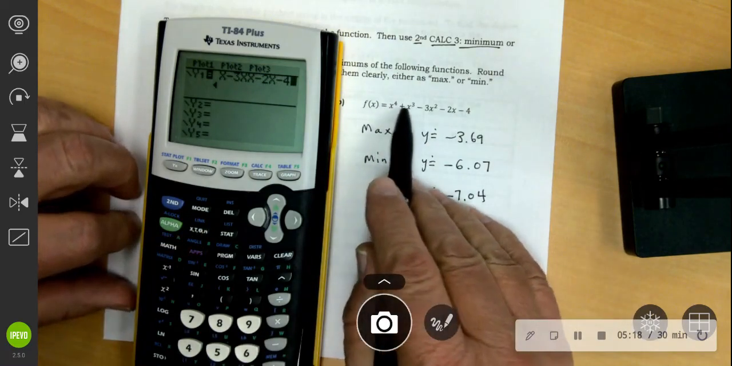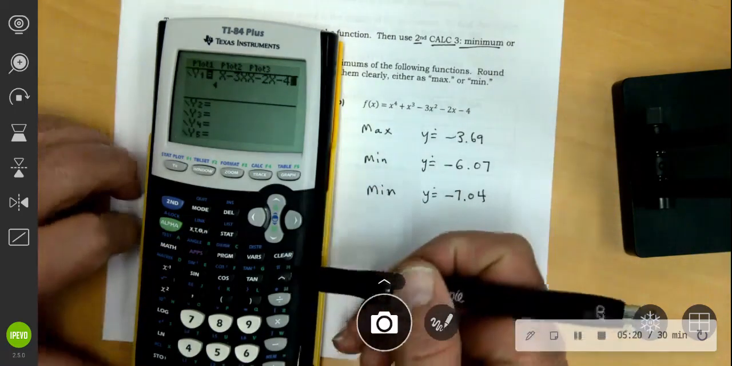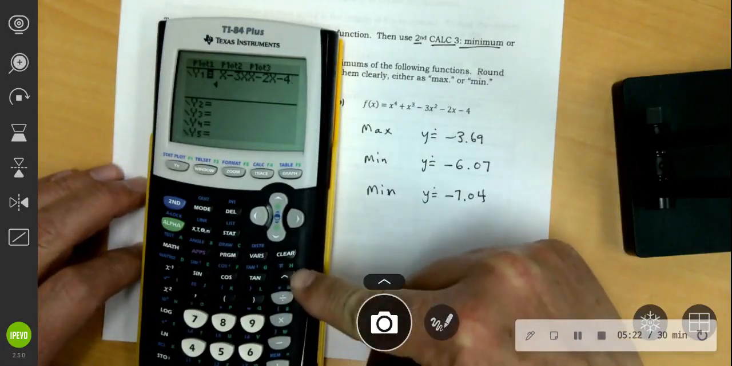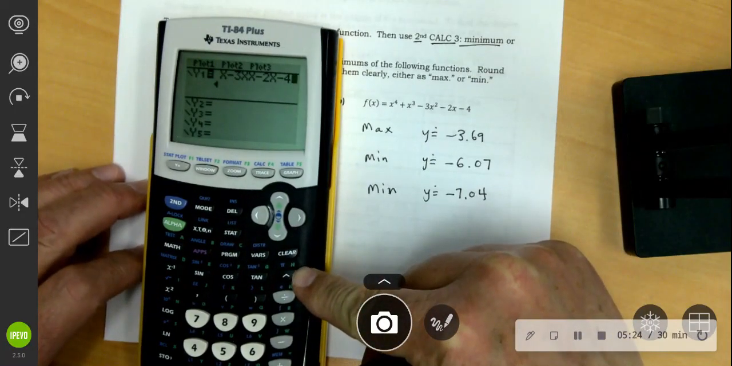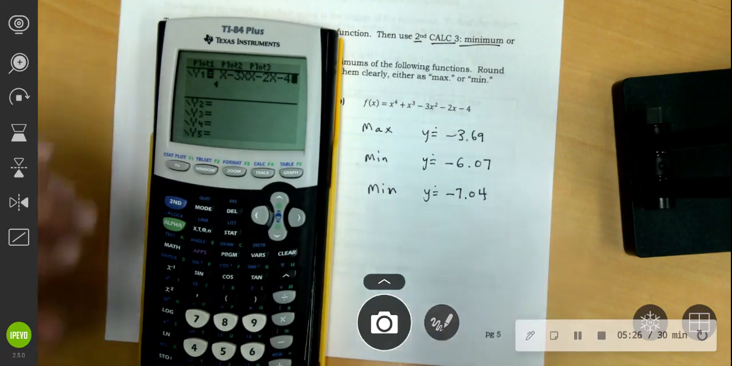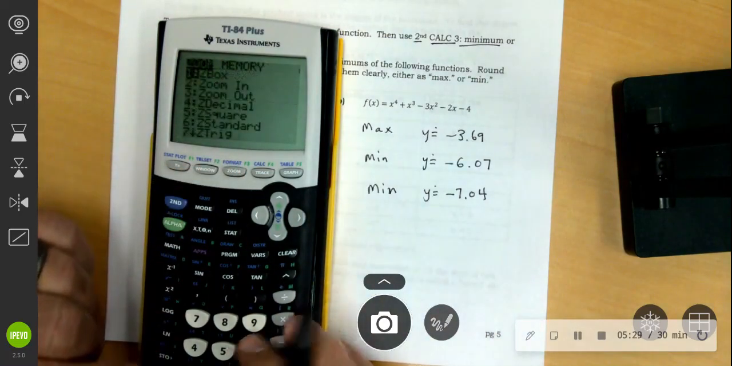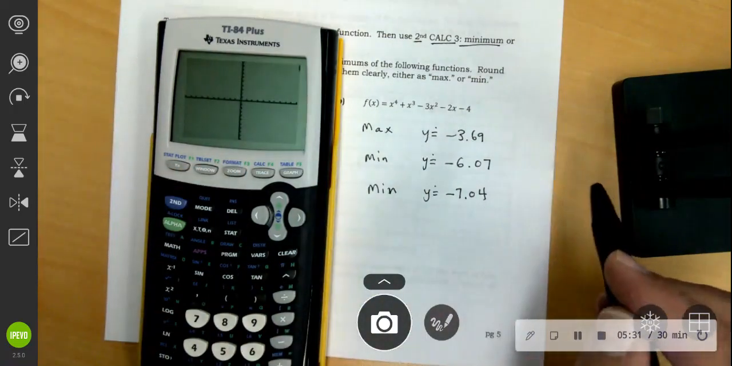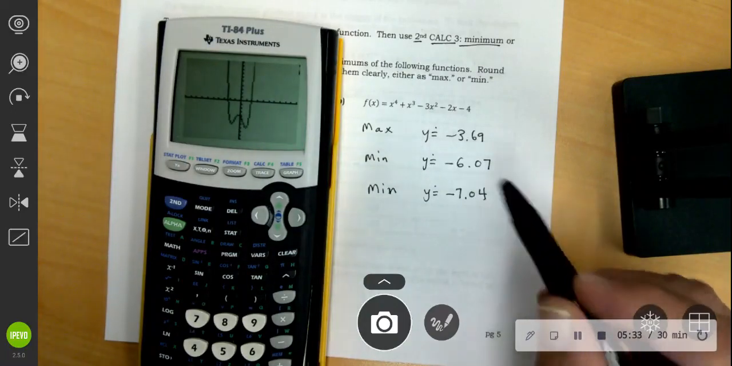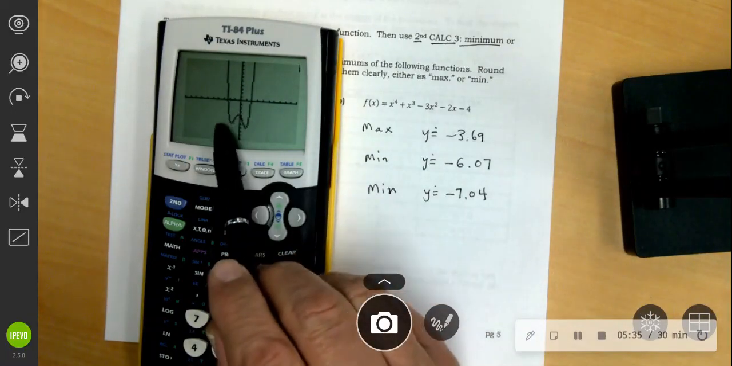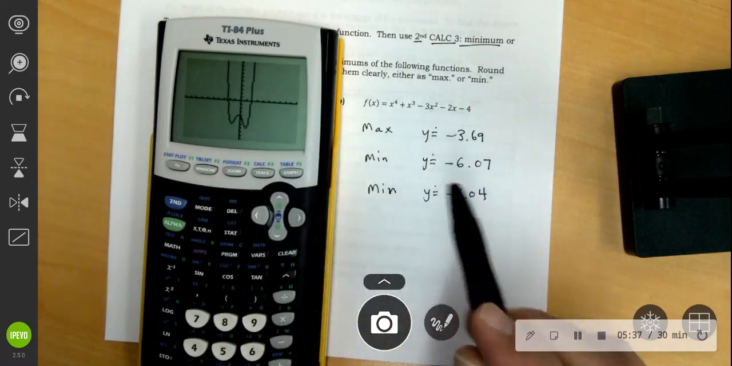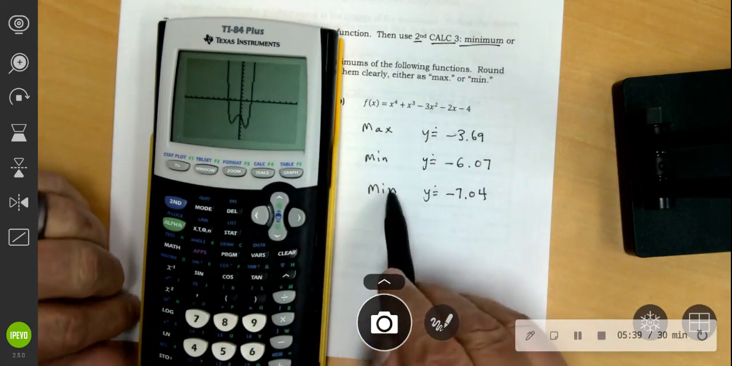Now you can type it just like it looks if you use this little exponent key right here, and a little more trouble doing that. Okay, so I'm going to say zoom 6 to get the picture to show up. And you can see one hilltop there and two little valleys. Those are what we're looking for. So one max and two minimums.